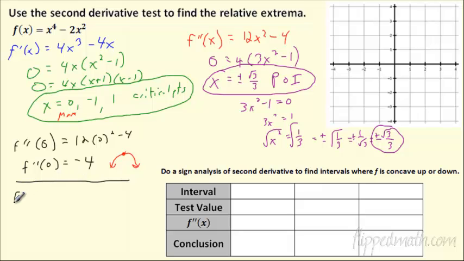Let's check negative 1. So if I do the second derivative of negative 1, I'm going to put it all the way into this bad boy over here. So I'm going to say 12 times negative 1 squared, minus 4. And then again, I'm really most concerned about positive or negative. So that's going to be positive, isn't it? Negative 1 squared, 12 minus 4, 8. So what is this? Draw a little picture if it helps you out. Because it's positive, it's concave up. And because it's concave up, that means this must be a minimum point, a relative minimum point. Holy cow, this is awesome.